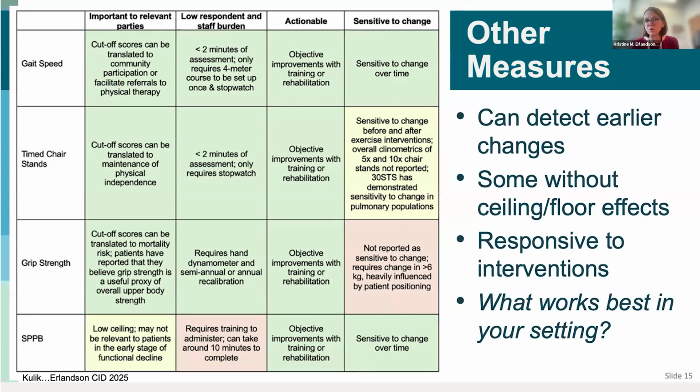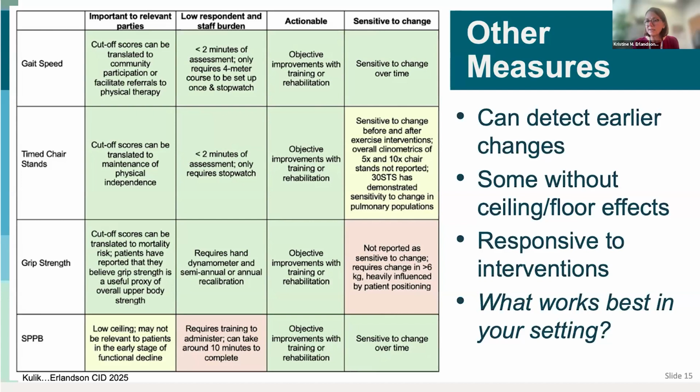One of the components of the short physical performance battery is just time to rise up from a chair. And you can imagine this can be quite meaningful to a patient. Can they get up out of a chair without using their arms? Also probably quite pragmatic, although it doesn't have quite as much data as to implications as gait speed does.